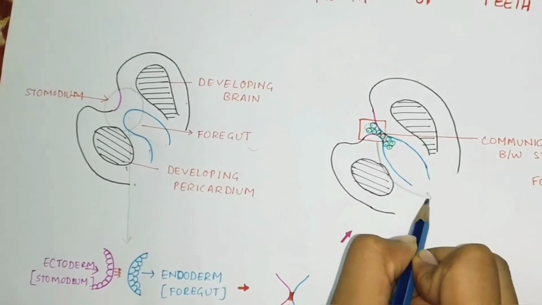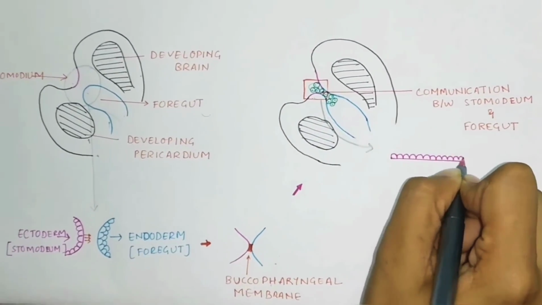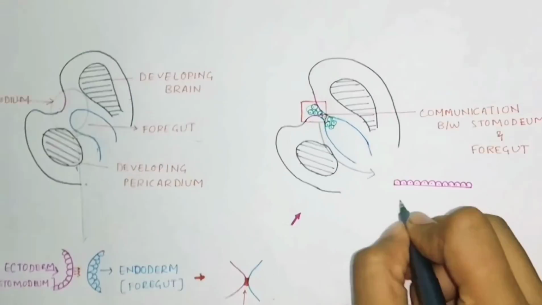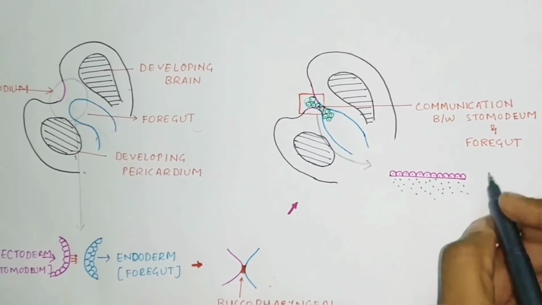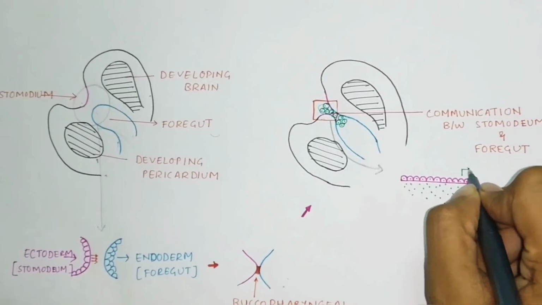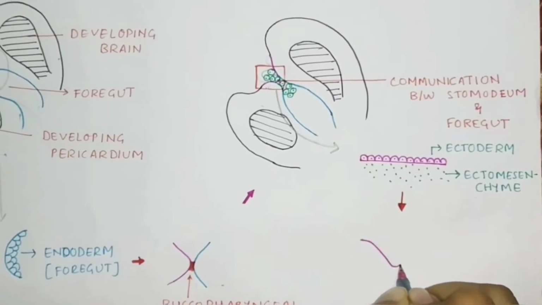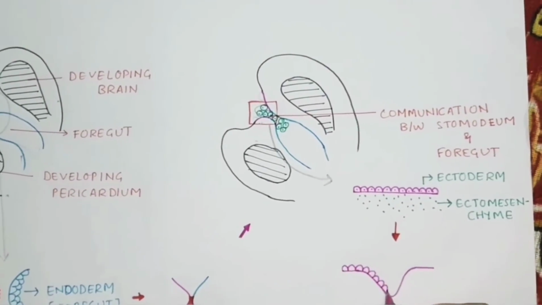So here we have the first layer of oral ectoderm, which is drawn in pink. And below that, we have the ectomesenchymal cells. These connective tissue cells or mesenchymal cells are of neural crest origin, and they are thought to induce the overlying ectoderm to start the tooth development.